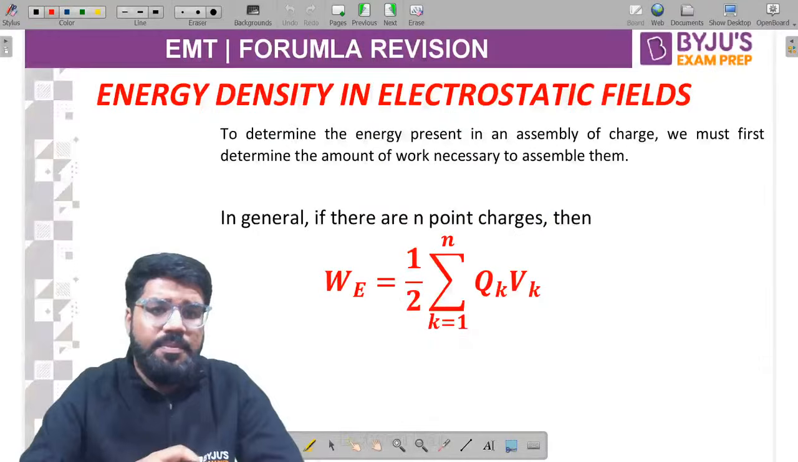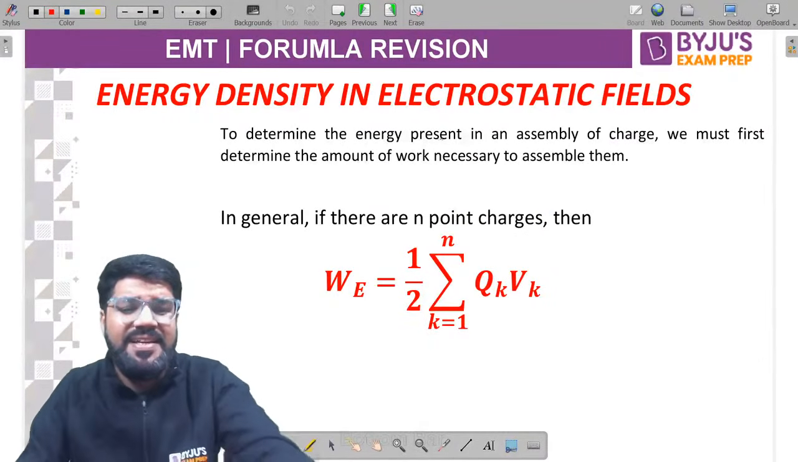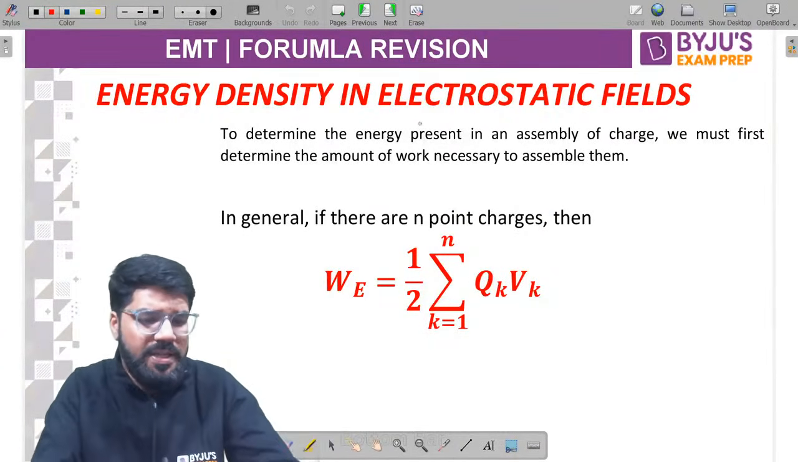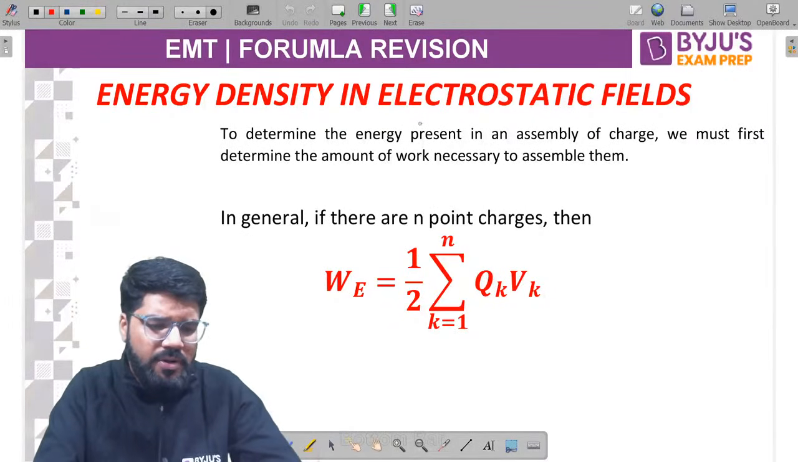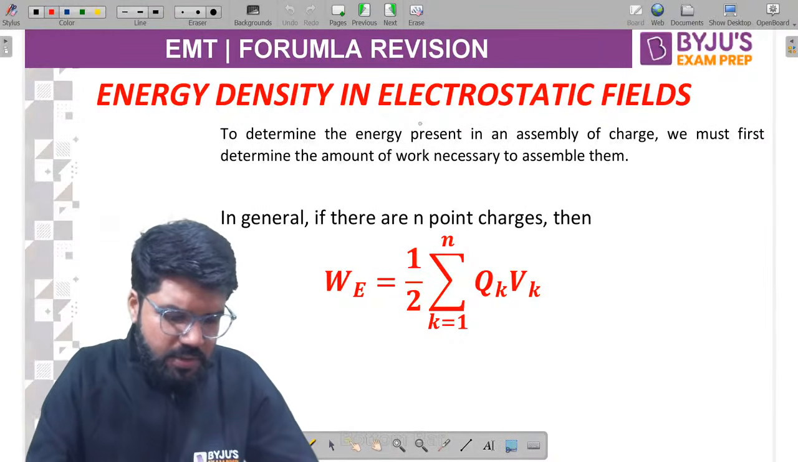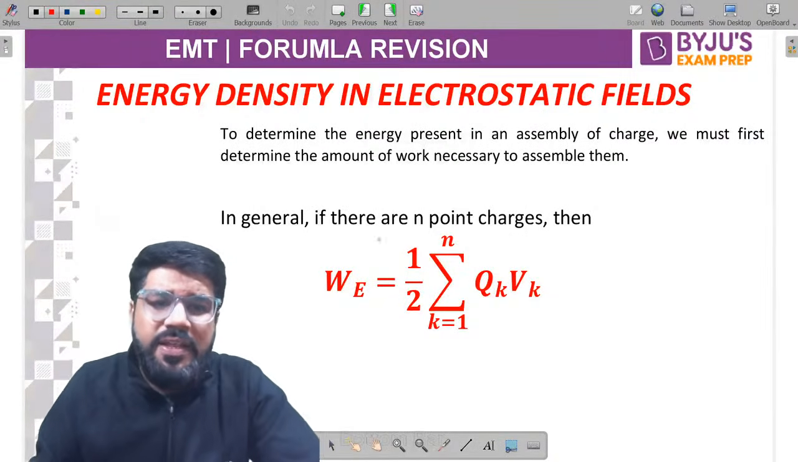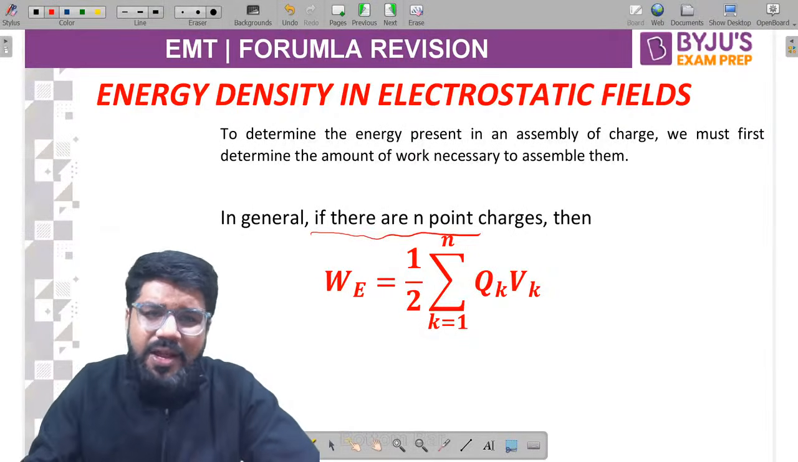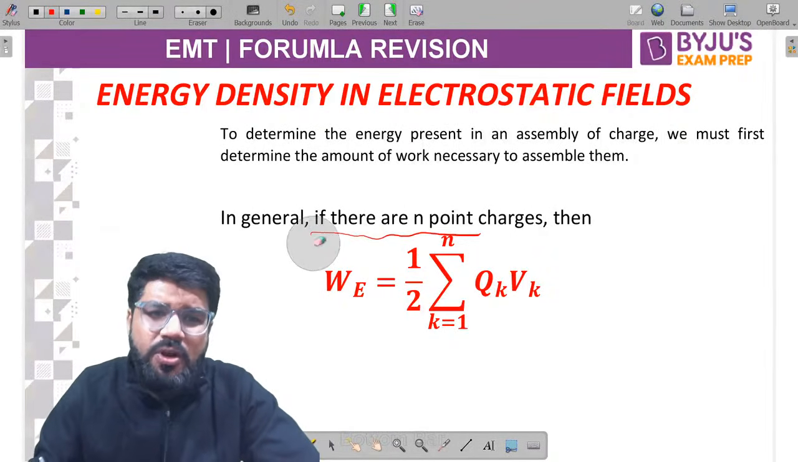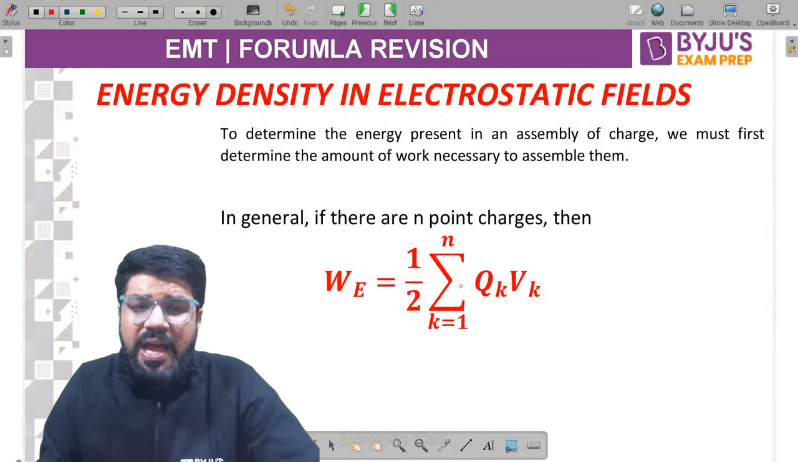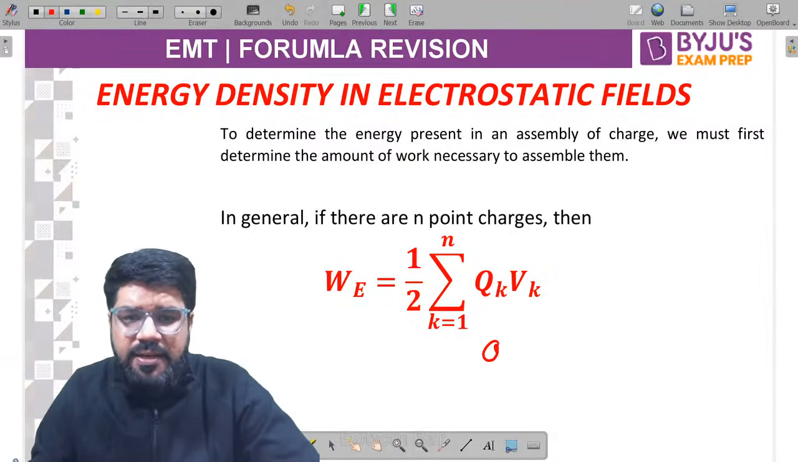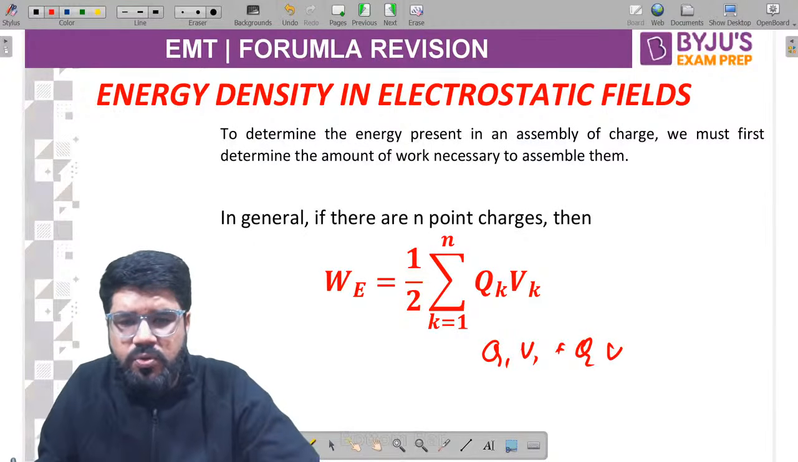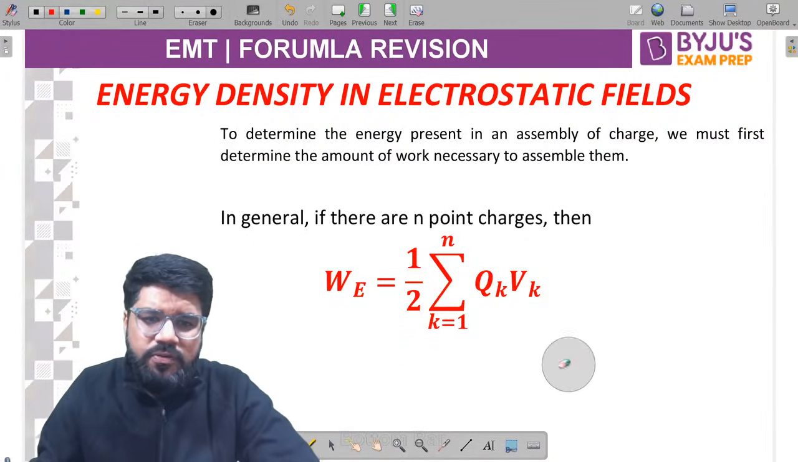Okay, this is the Laplace and the Poisson's equation. What is the energy density in the electrostatic field? That could be the next case, but this is not very important. With the numericals, this formula may not be important. So if there are n point charges available in a medium, how do we calculate the total energy? Not required. Even the final formula is not much important. It is just given by half summation of qk vk. It's like q1 v1 plus q2 v2 and so on. Half the summation of qk vk.